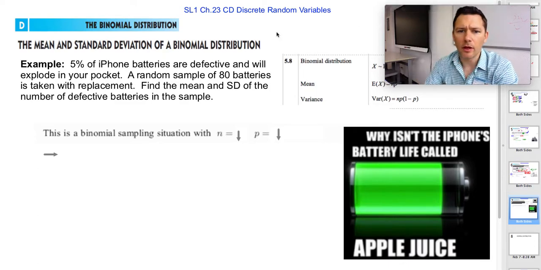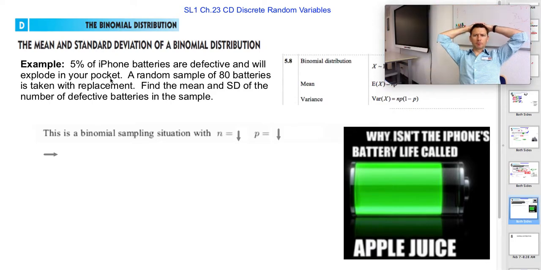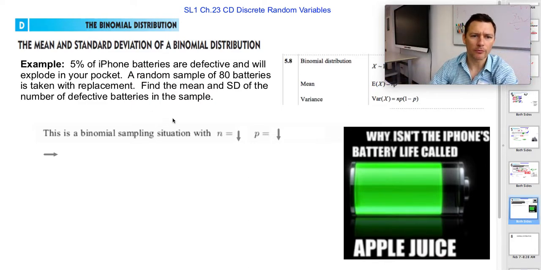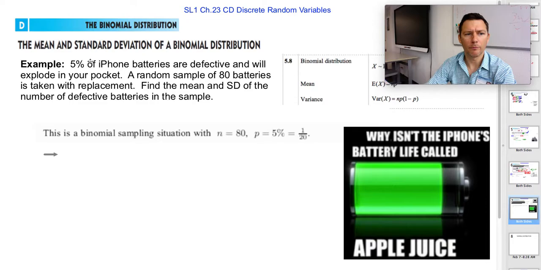So here's an example of that. They said, all right, 5% of iPhone batteries are defective and will explode in your pocket. A random sample of 80 batteries is taken with replacement. Find the mean and the standard deviation of the defective batteries. Okay, well, it's binomial sampling. So we can say the number that we're sampling is 80, and the probability that it's defective is 5%, right? Another way to say 5% is 1 out of 20. Fine. We want to find the mean and the standard deviation.